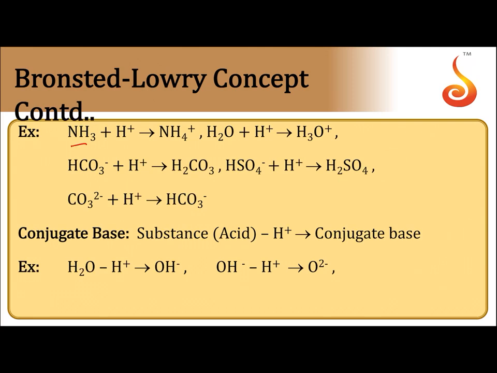Let us see examples now. Ammonia plus H plus gives the ammonium ion. Ammonia is a base, and adding a proton we get the ammonium ion, which is the corresponding conjugate acid. Water adding a proton gives the hydronium ion. So water and hydronium ion make a conjugate acid-base pair, where H3O plus is the acid and H2O is the base.